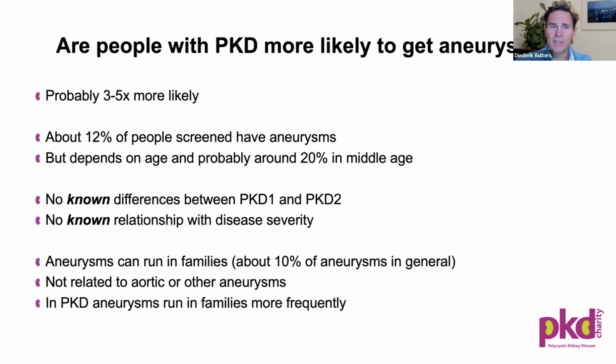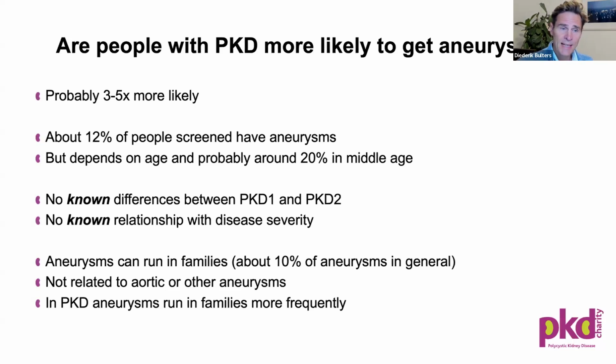But you might remember at the beginning I said it depends a little bit what age you're talking about. A lot of that screening will have probably happened in relatively young people. If you look at an equivalent age to what I quoted of 55 to 60 years, then the chance of having an aneurysm is probably closer to 20% in patients with PKD. There are no specific differences known between PKD1 and PKD2, although I emphasize the "known". I don't think we really have an answer on that. And there is also no known relationship to disease severity, but nobody's really looked at that adequately either.